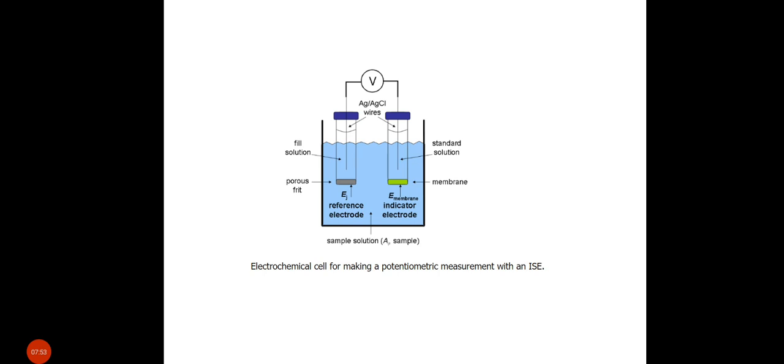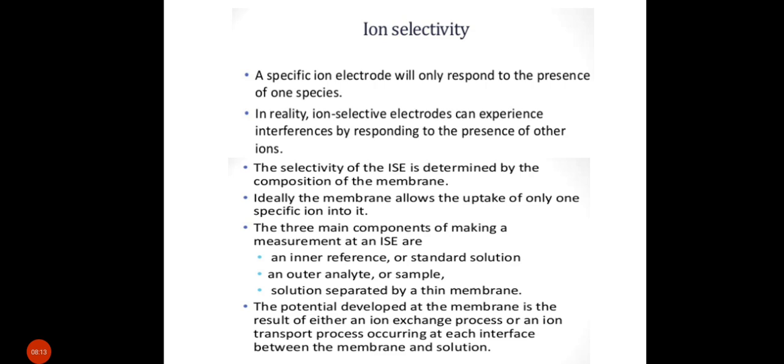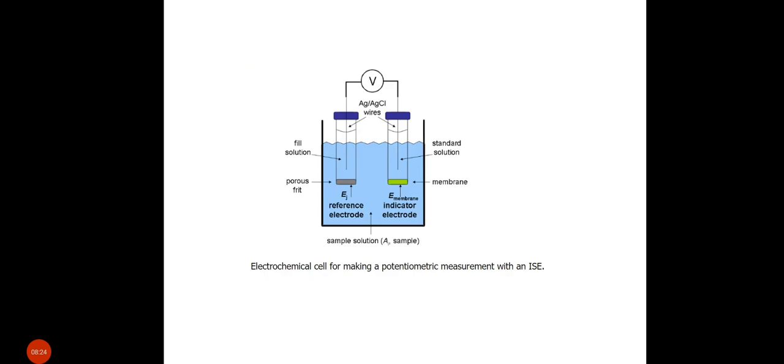The analyte ion may be a cation or an anion. The three main components of making a measurement at an ion selective electrode are the inner reference standard solution, the outer analyte or sample, and the solution separated by a thin membrane, which I have discussed in the slide and which are shown in this figure. The potential developed at the membrane is the result of either an ion exchange process or an ion transport process occurring at each interface between the membrane and solution.